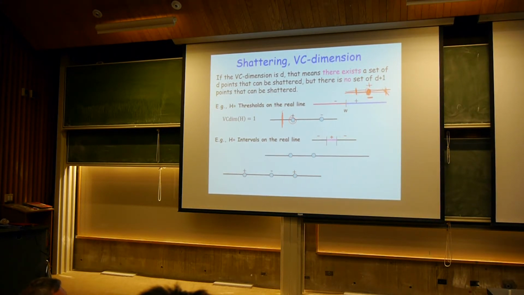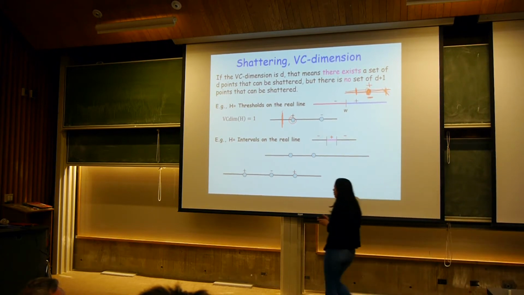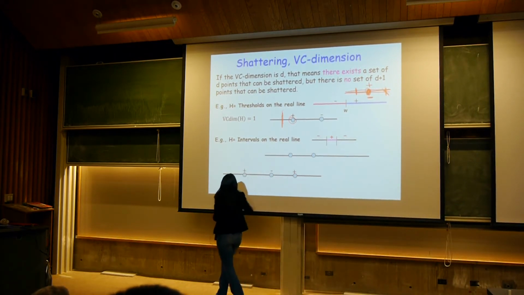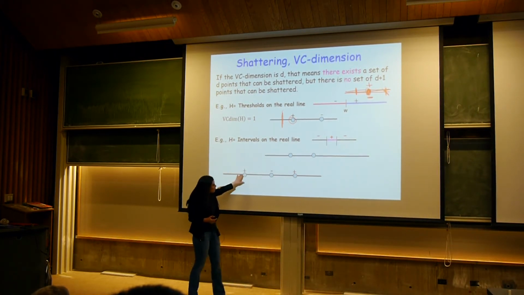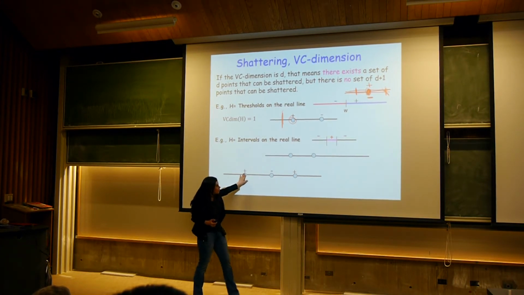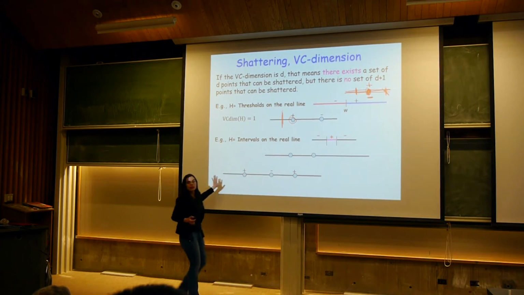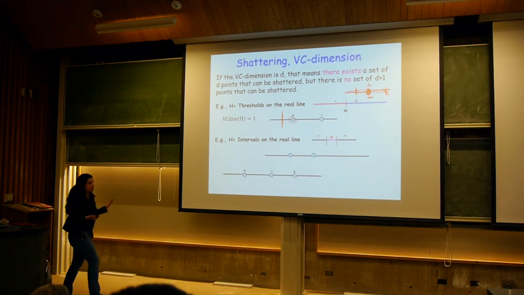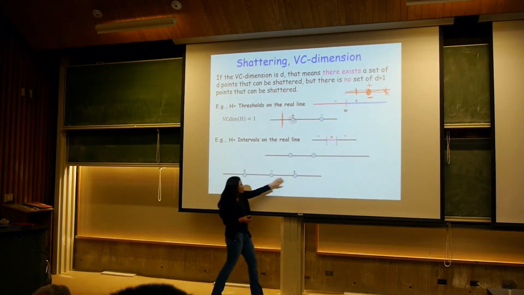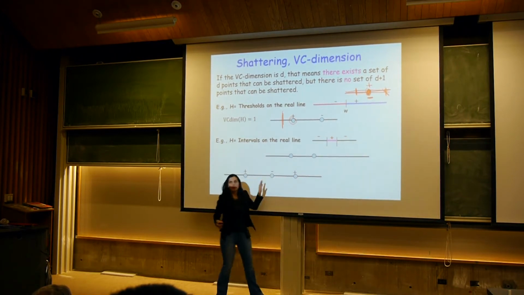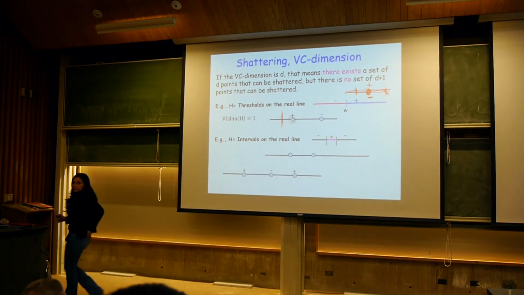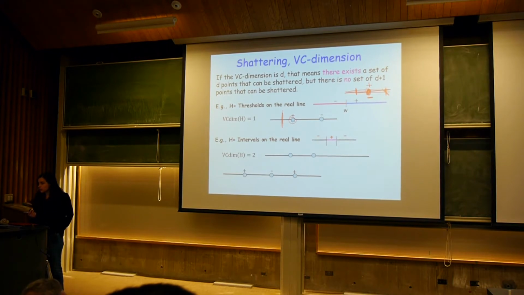Okay, good. On the other hand, I cannot shatter 3 points. No set of 3 points can be shattered, and in particular, there is the configuration plus minus plus that I cannot achieve via an interval, simply because to achieve these two as plus, I need to have the interval here, but then this will be labeled minus. So the VC dimension here is 2.